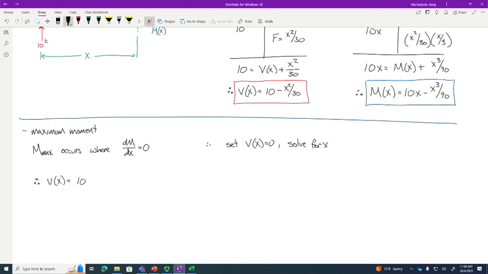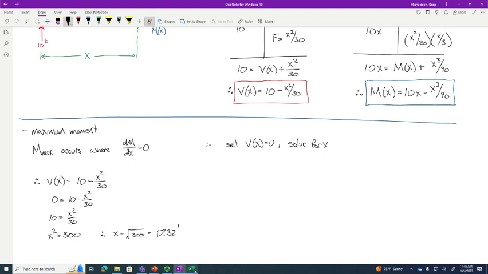Shear was 10 minus x squared over 30. So 0 equals 10 minus x squared over 30. So 10 equals x squared over 30. Just add the x squared over 30 on both sides. So x squared is 300. X is the square root of 300. What is the square root of 300? 17.3. 17.32.